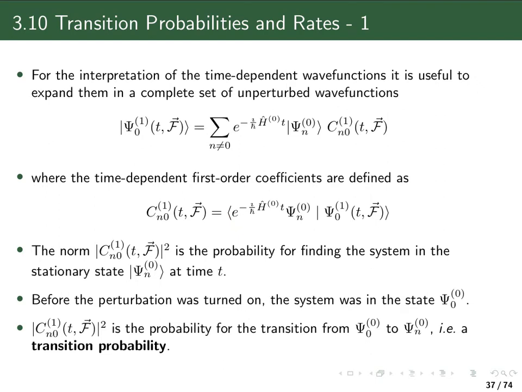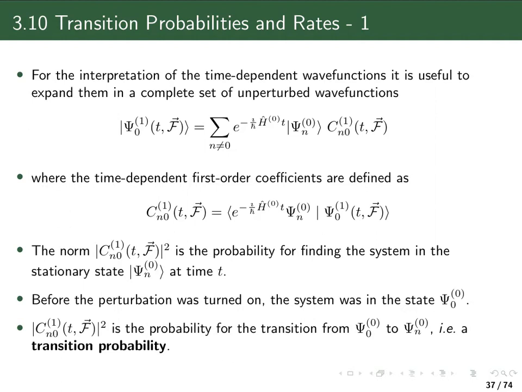Now the norm of our expansion coefficients then, like in the case of time-independent perturbation theory, gives the probability to find the system in the stationary state psi n, and here then psi n at the time t.